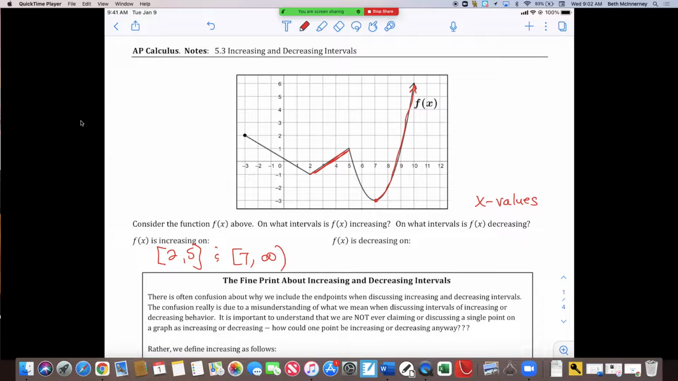That's crazy talk. All right, and then it's decreasing from -3 to 2, and then 5 to 7.